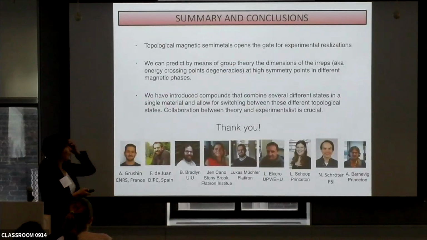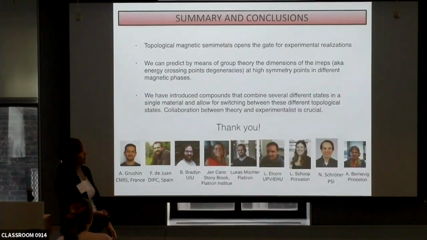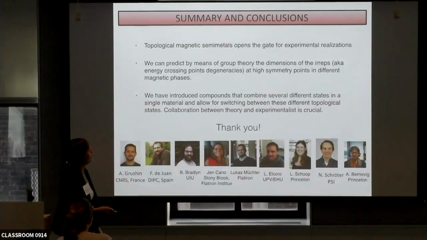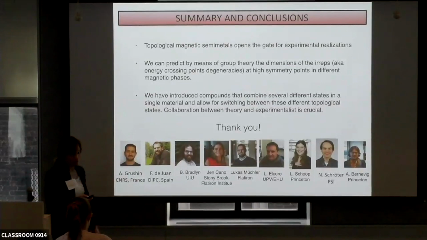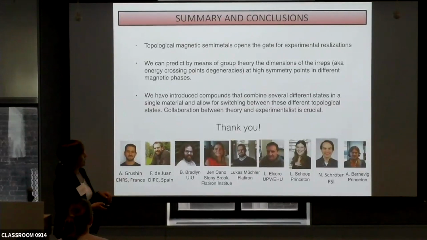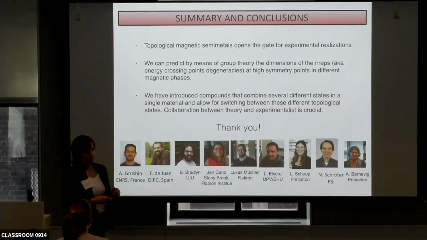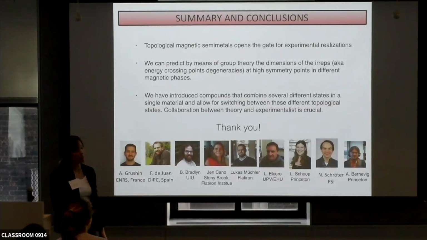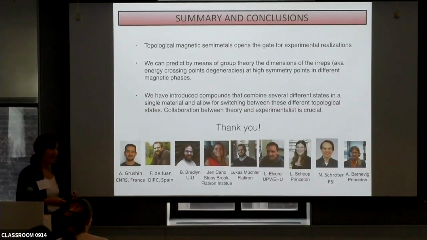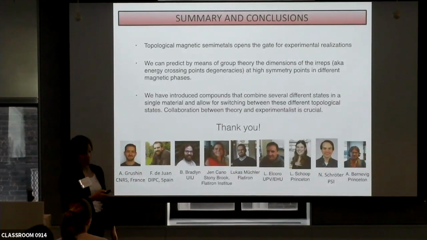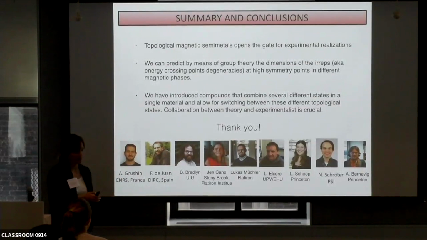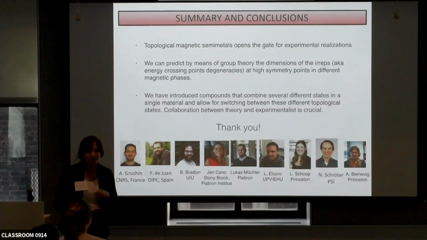So the topological magnetic semimetals open the gate for many different experimental realizations. By means of group theory, we can predict high order crossings at high symmetry points. And while I have introduced several experimental collaborations with magnetic materials, and we see that DFT works quite well, we need to be very careful and work very closely to actually predict the properties in a fair way. Thank you.